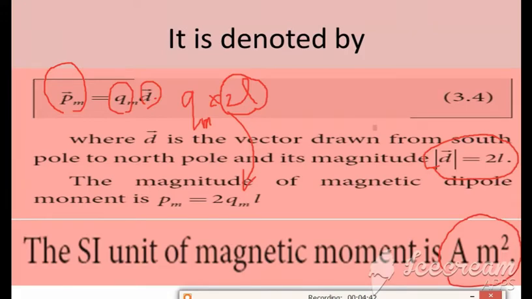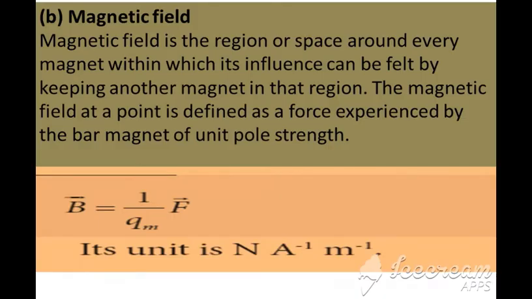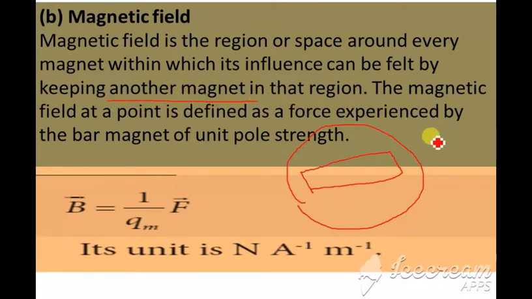Okay, clear? Next is the magnetic field, that is the region or the space around every magnet in which its effect can be felt. If you consider this to be the magnet, then around this magnet, the space in which you can feel a force by keeping another magnet in that region, that is said to be the magnetic field.